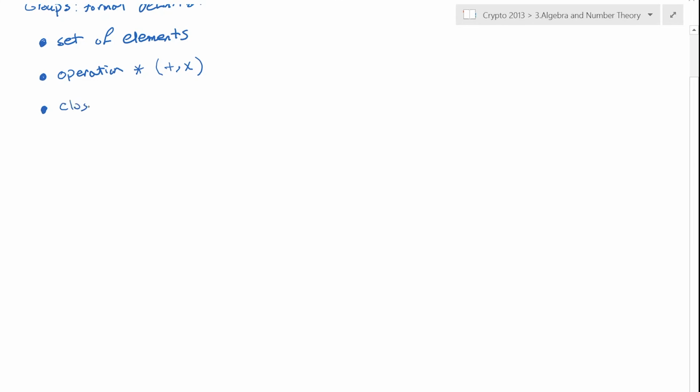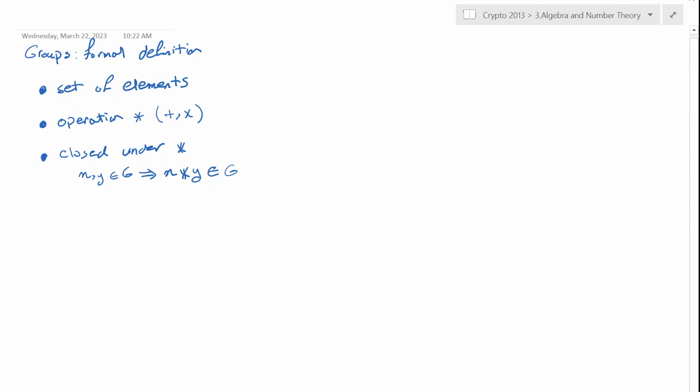So it is closed under whatever operation we define over here. That means that if X and Y are in group G, then X asterisk Y would also be something in group G, right? Normally we denote a group with a capital letter. So we use G because G is the initial letter for group, so it is easy to remember.